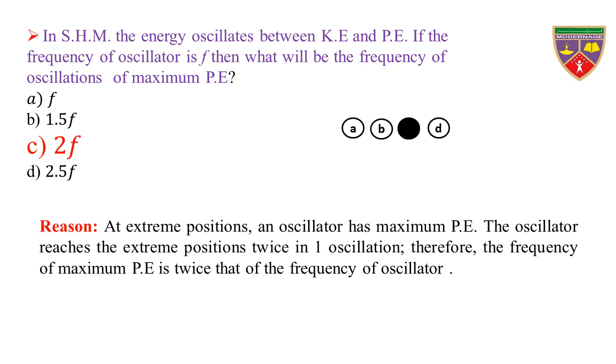Reason. At extreme positions, an oscillator has maximum potential energy. The oscillator reaches the extreme positions twice in one oscillation. Therefore, the frequency of maximum potential energy is twice that of the frequency of oscillator. Hence, the frequency of maximum potential energy is 2f.